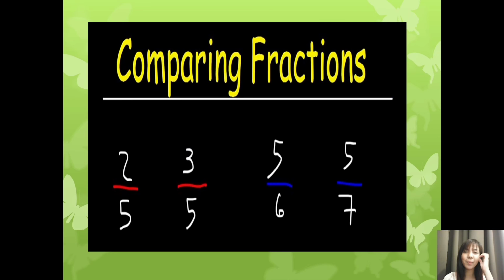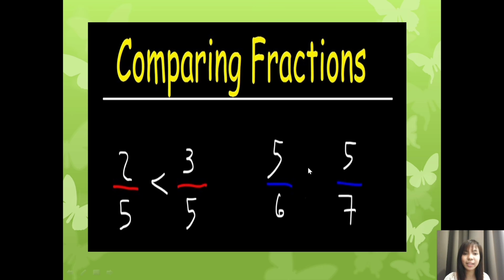Next, another example, comparing fractions. 2 over 5, or 2/5, and then 3 over 5, or 3 fifths. Is it less than or greater than? All right. The answer is less than. 2 fifths is less than 3 fifths. Because, as you can see here, they both have the same denominator, which is 5. So, look at the numerator. The smaller numerator, 2, is less than the 3, of course.